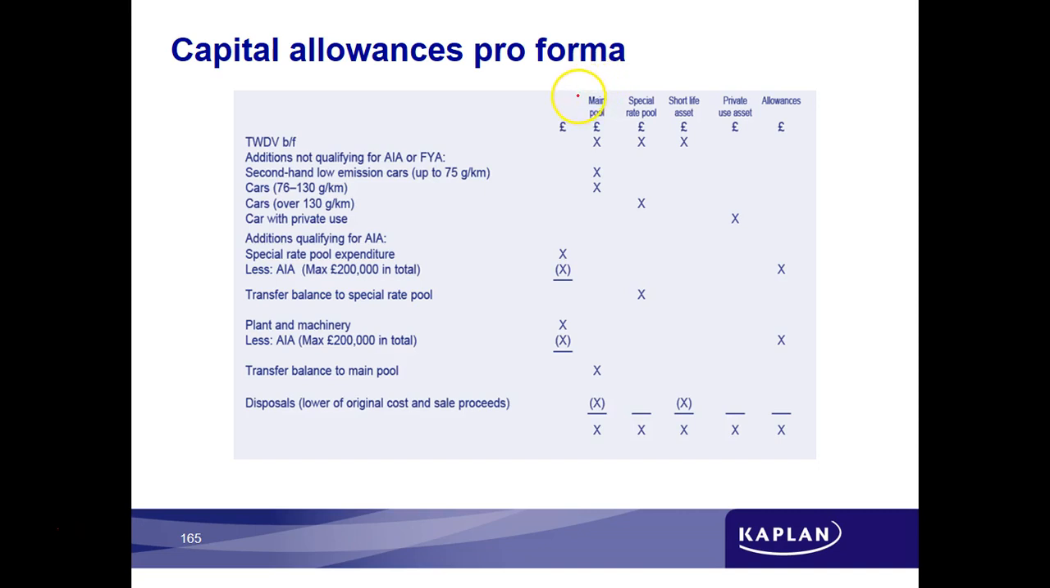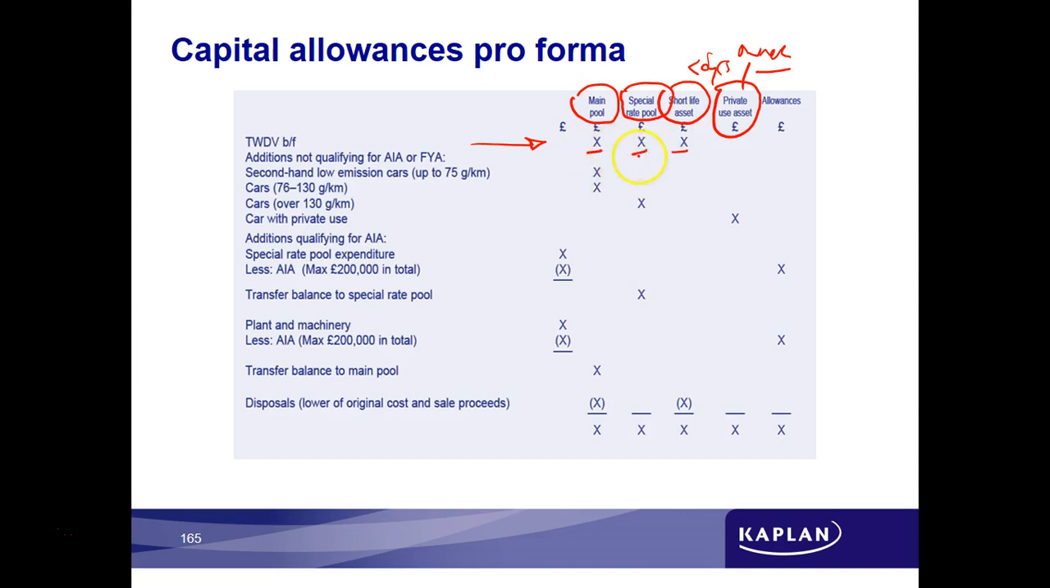Like I mentioned earlier on, we have the main pool, we have the special rate pool, and we have this asset that we've elected to be a short life asset because we intend on getting rid of it in less than 8 years. And then we have the private use asset, where the owner is using assets for his own personal use. And again, this tax written down value is very much like what we refer to as your net book value. You might be dealing with a business that's been running for quite a while, and so you will be given these figures.